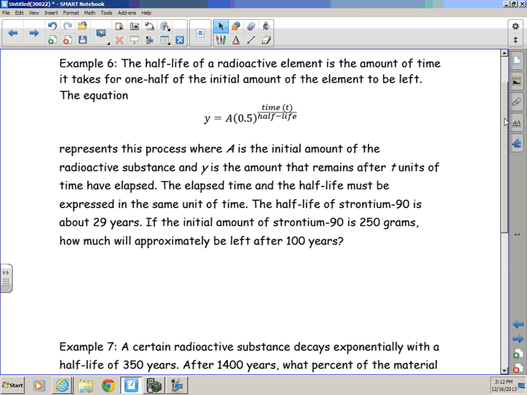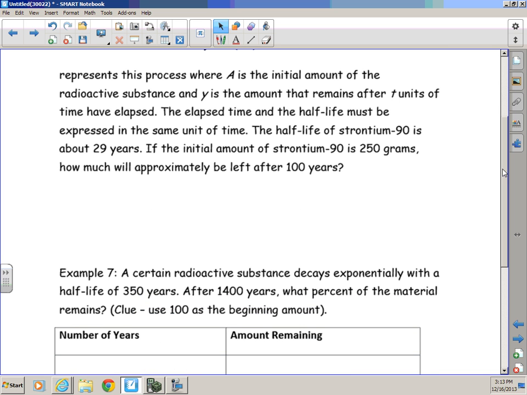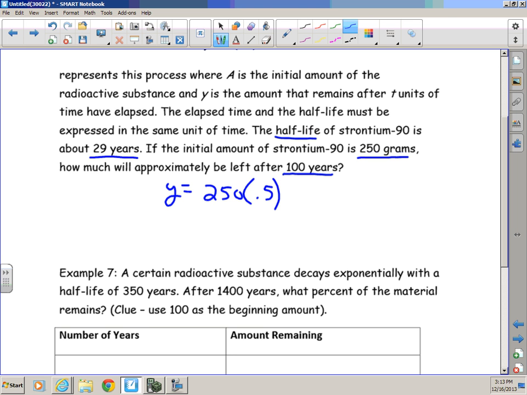So, the half-life of strontium, if I'm pronouncing that correct, don't get Miss Sofer on me, strontium-90 is about 29 years. So half-life, 29 years. The initial amount you have is 250 grams. How much will be left after 100 years? So, I'm looking at my formula of initial amount, 0.5 is my given because it's half-life. Time is 100 years. And the half-life time is 29 years.